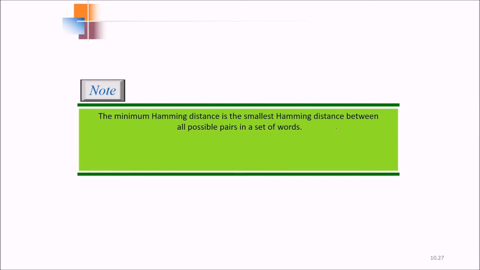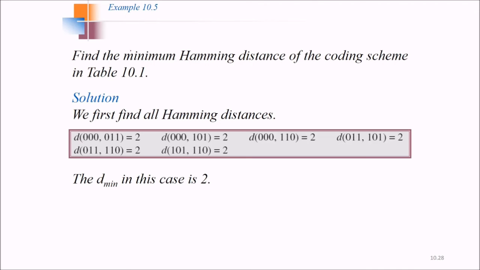The minimum Hamming distance is the smallest Hamming distance between all possible pairs in a set of words. So let us find the minimum Hamming distance of the coding scheme we saw in table 10.1. We first find all the Hamming distances, that is, 00011. The Hamming distance is 2. We have to take the XOR and find the number of ones. So in all, we have the Hamming distance as 2, 2, 2. So the minimum Hamming distance, d min, is 2.